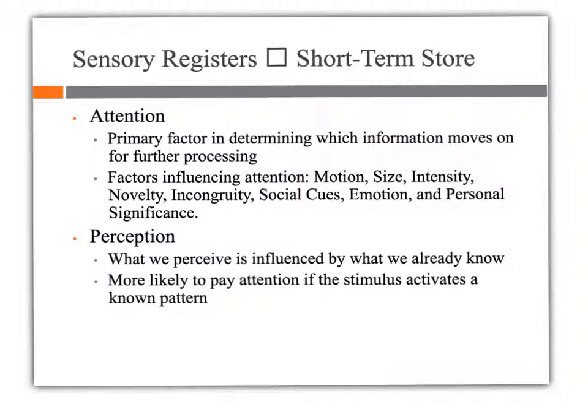So how does information move from the sensory register into the next type of memory, short-term store? Well, it begins with attention. This is the primary factor in determining which information moves on for further processing. Factors that influence attention include motion, size, intensity, novelty, incongruity, social cues, emotion, and personal significance.